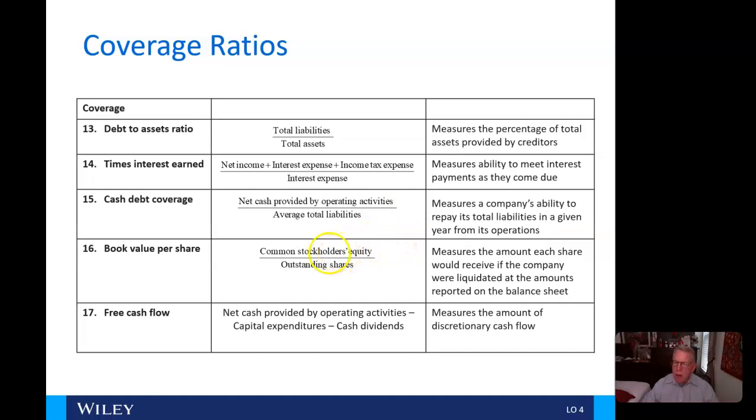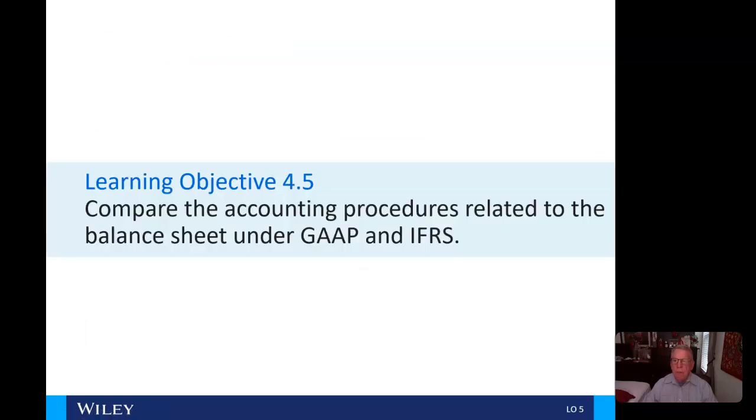And then the book value per share measures the amount each share would receive if the company were liquidated at the amounts reported on the balance sheet. Not universally used, but certainly a coverage ratio. And then we talked about free cash flow. That's going to measure the amount of discretionary cash flow.